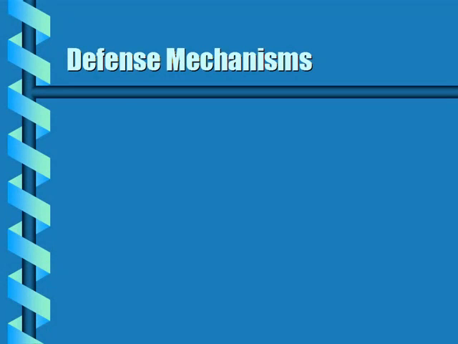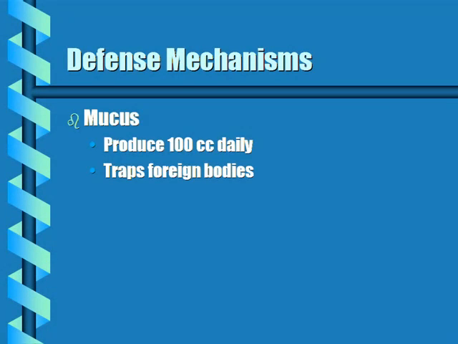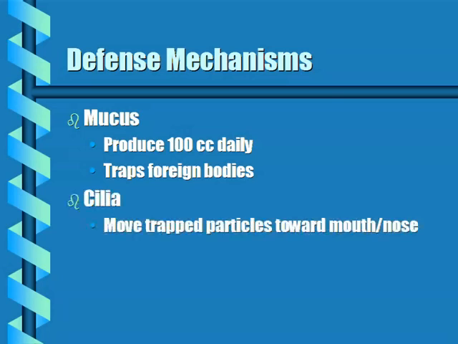Your defense mechanisms for the respiratory system, the first is your mucus. We produce about 100 milliliters of mucus a day. This will trap the foreign bodies that are there. And then the cilia will move those trapped particles toward the nose and the mouth. Cough is always considered protective. If it's productive, it's protective. When it's not productive, it becomes a hassle. And that's another issue. But normally it's productive.